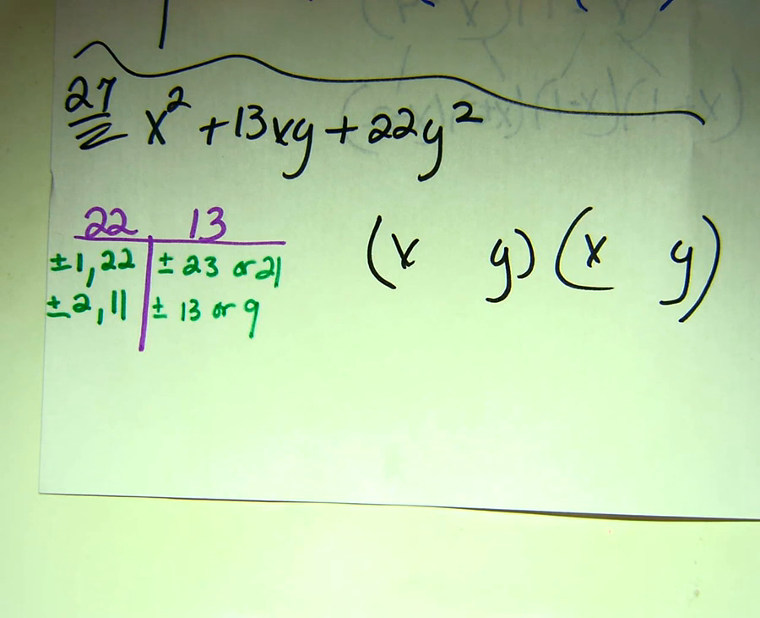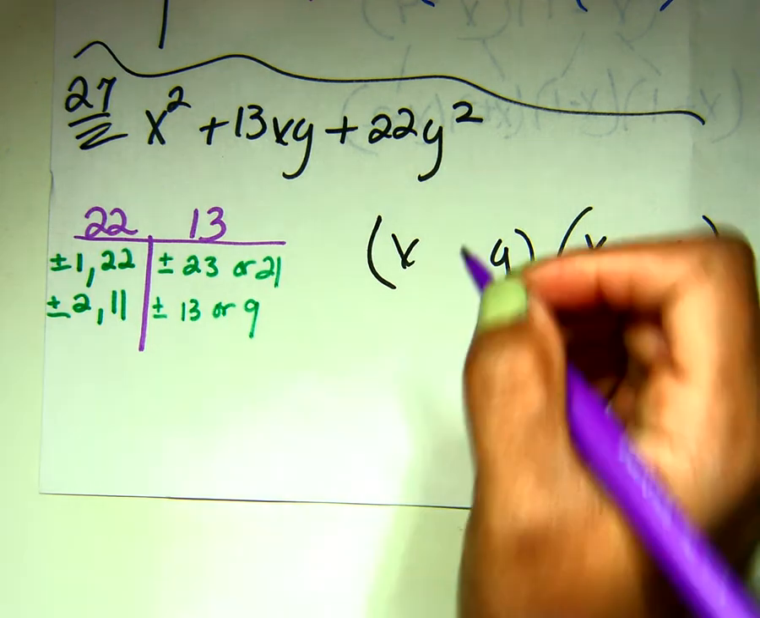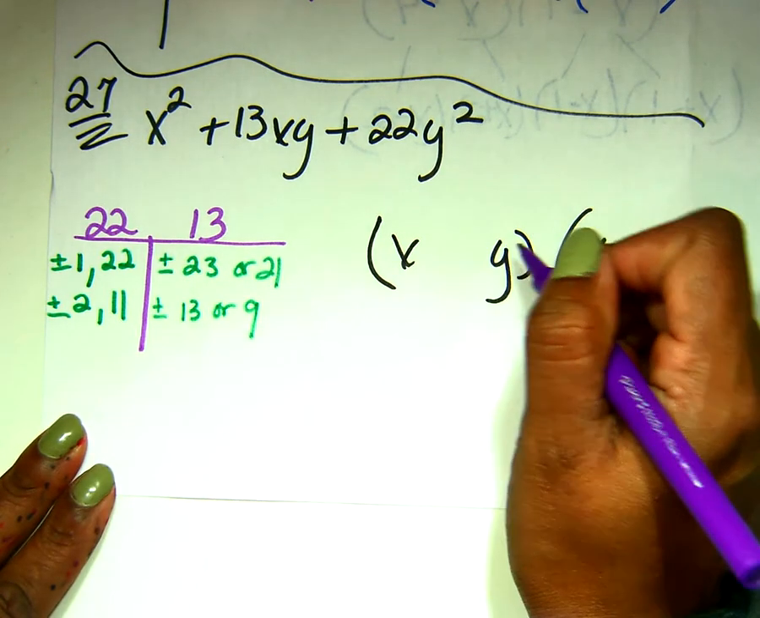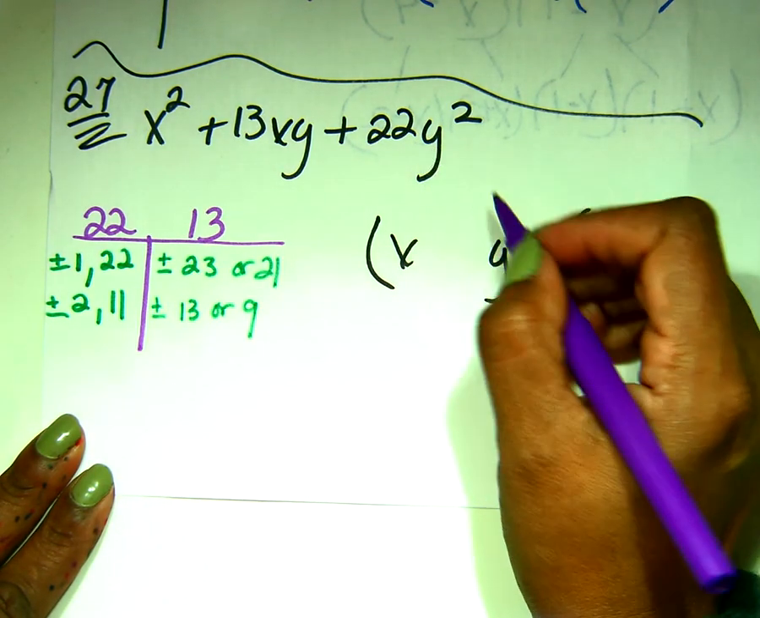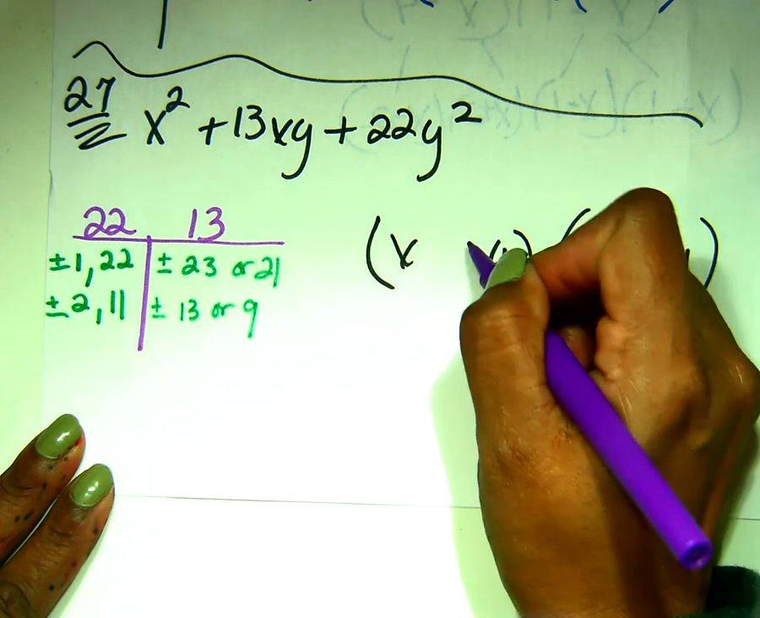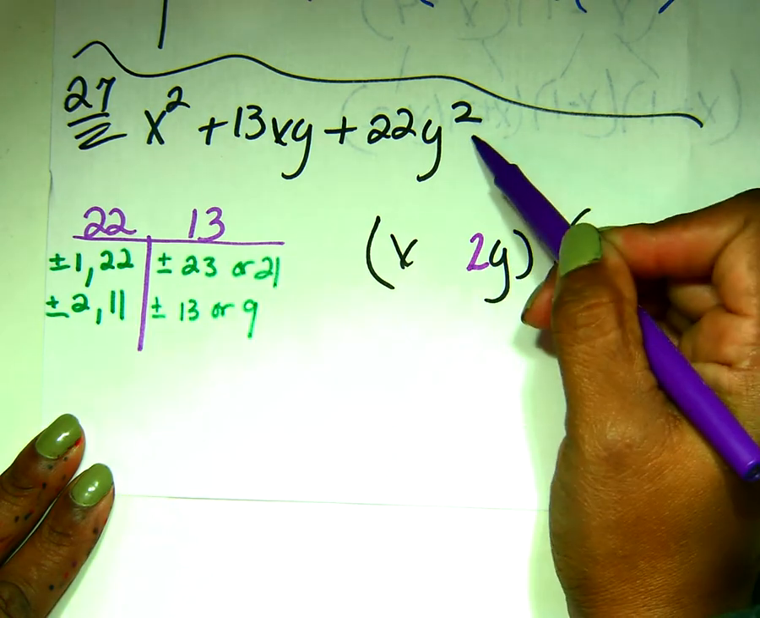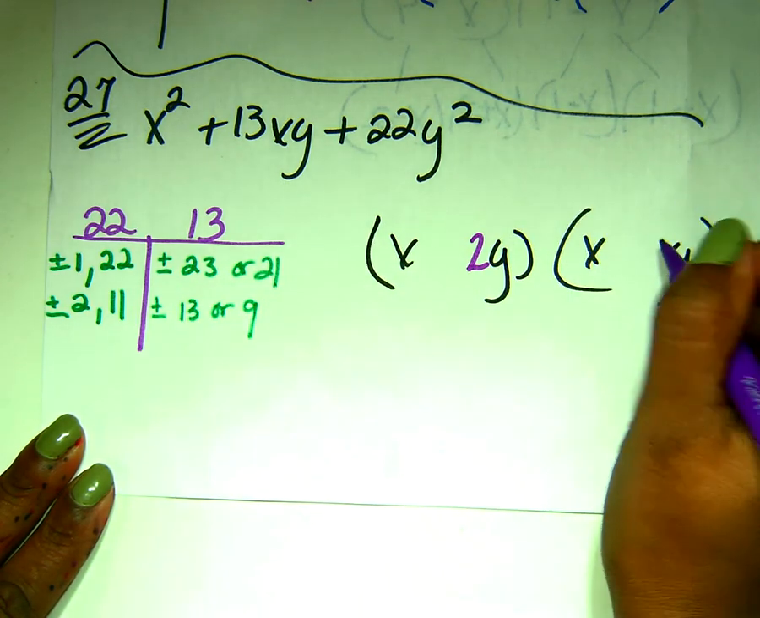Let's look at this one. 2 times 11 also gives you 22. So if I add it, it gives me 13. If I subtract it, it gives me 9. So this is the one that we want. So let's fill in our blank right here. Because we got 2 x's right here, one of them is going to be a 2 in front of that y, because we got 2 y's right here. And the other one is going to be an 11.